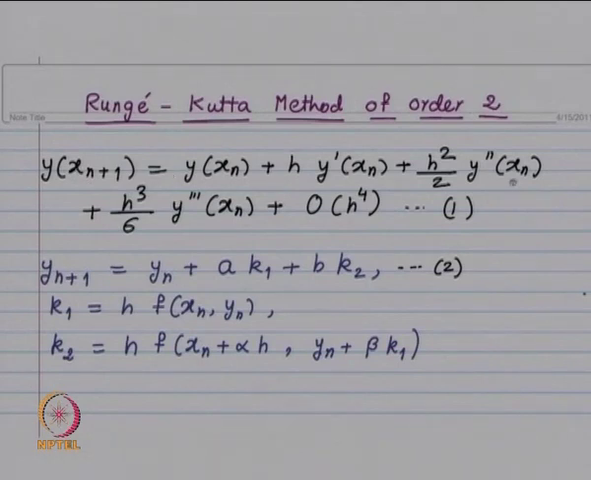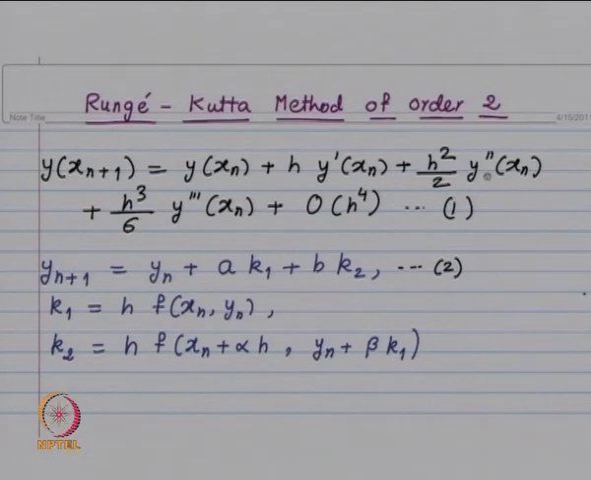Suppose I truncate this series by keeping the first three terms, then we are going to have the local discretization error to be of the order of h cube. The formula which you obtain involves the function f and its partial derivatives with respect to x and with respect to y. What we want to do is get a formula which involves only the function f and not its partial derivatives.